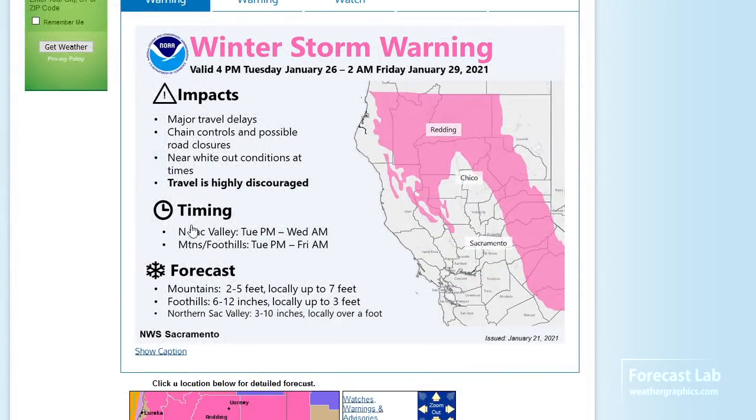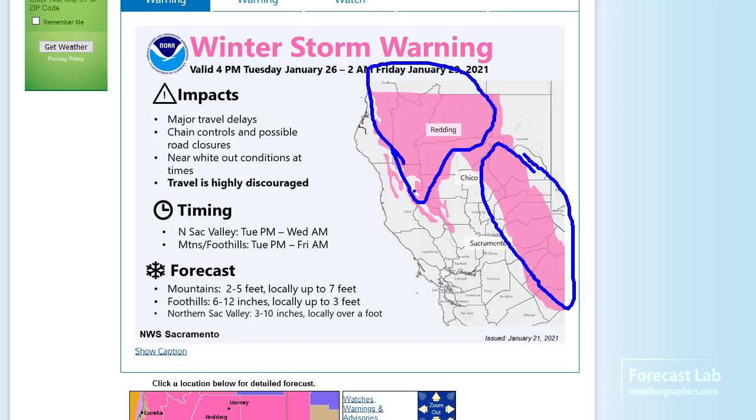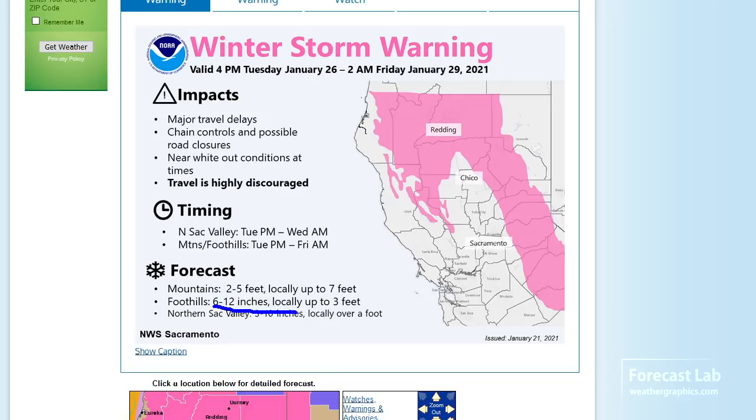And with that, we have a winter storm warning. And this covers not only the Sierra Nevada, but also the mountainous region up in Northern California. And you can see mountains, 2 to 5 feet of snow, possibly up to 7 feet, and then 6 to 12 inches in the foothills. Northern Sacramento Valley, 3 to 10 inches, locally over a foot. So this is another possibly record-breaking storm.